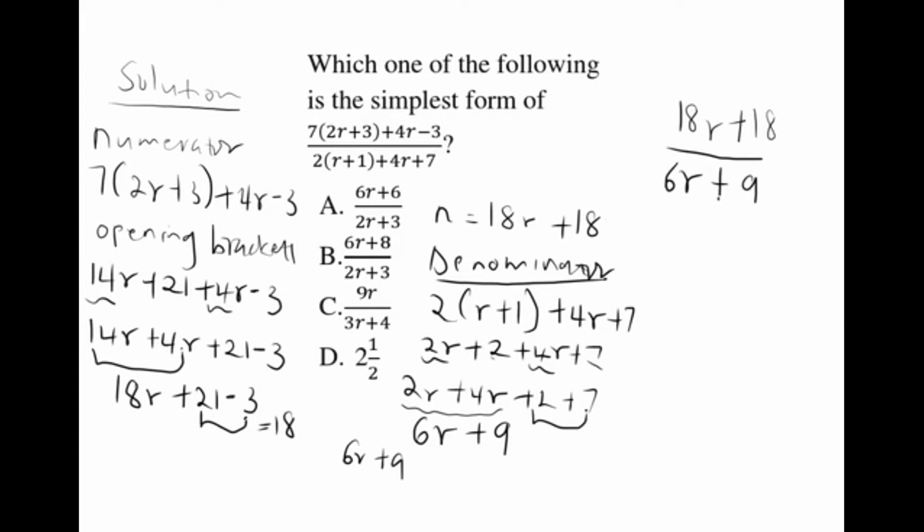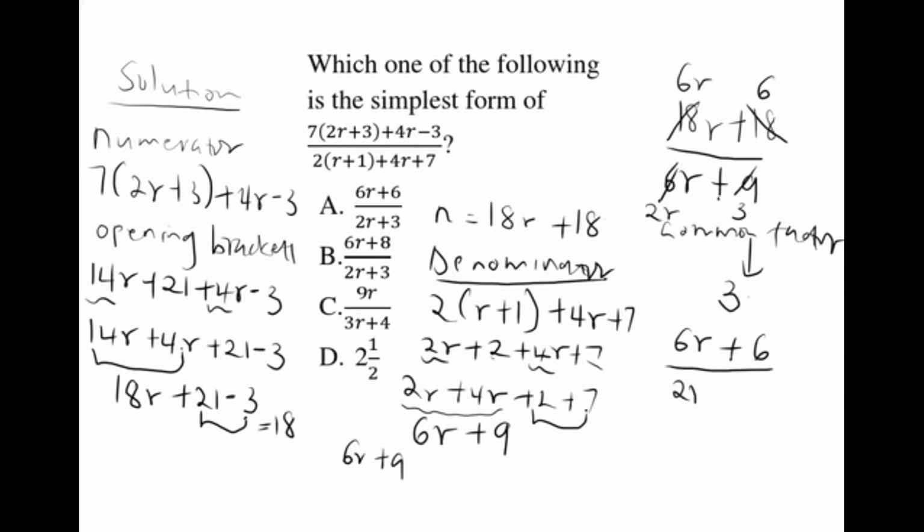In this case, we are told to simplify our expression into its simplest form. We are going to look for a common factor which is going to divide the above numbers. Our common factor is going to be 3. Therefore, 3 is going to cancel 18 to remain with 6r and cancel 18 there to remain with 6, 3 to cancel 6 to remain with 2r and 3 to cancel 9 to remain with 3. Our expression remains to be 6r plus 6 over 2r plus 3. This is our expression in its simplest form. 6r plus 6 over 2r plus 3. Our correct choice is going to be A.